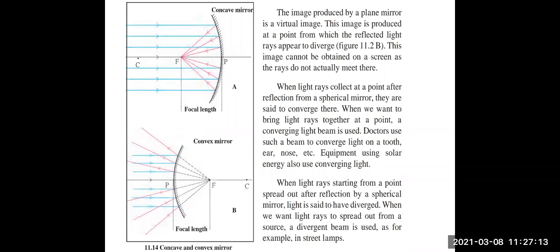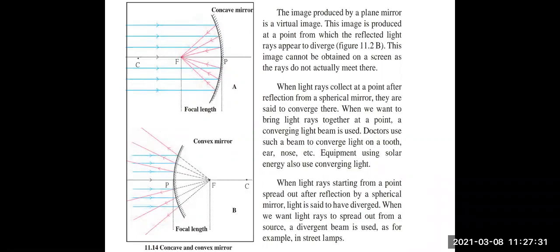When light rays collect at a point after reflection from a spherical mirror, they are said to converge there. You can see at a point F, all the reflected rays are meeting together. So we can say that they converge at F.